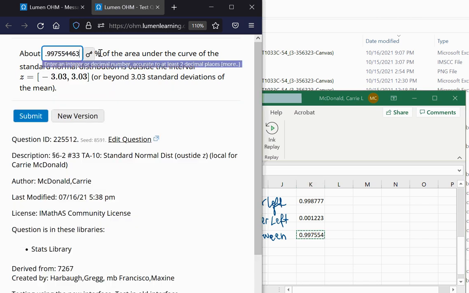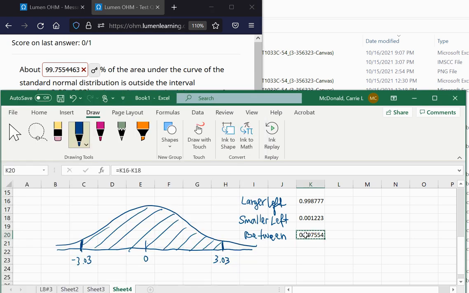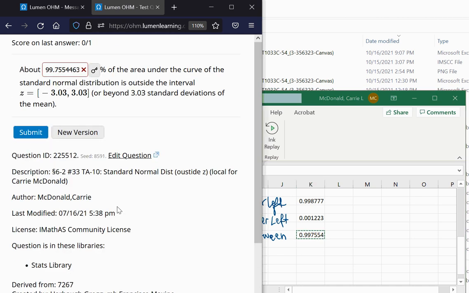Except it wants it as a percentage. So we can multiply this answer by 100, or simply move the decimal place 2 places to the right. So this is going to give you the same result as multiplying by 100. 99.7554. Well, maybe it wants it rounded. I don't see any round off instructions, though. Let's just try it to the nearest whole number.